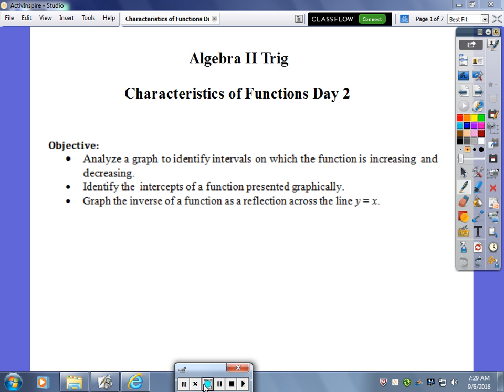Hello everybody and welcome to our second and last lesson in Unit 1 Characteristics of Functions. Today our objectives will be to analyze a graph to identify intervals on which the function is increasing and decreasing, identify the intercepts of a function presented graphically, and graph the inverse of a function as a reflection across the line y is equal to x, in other words, one of the diagonals.